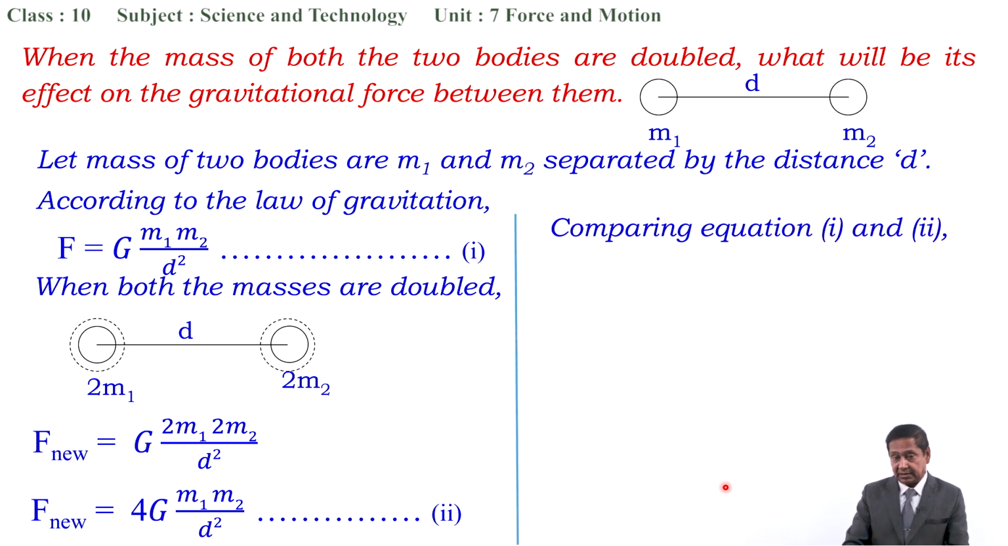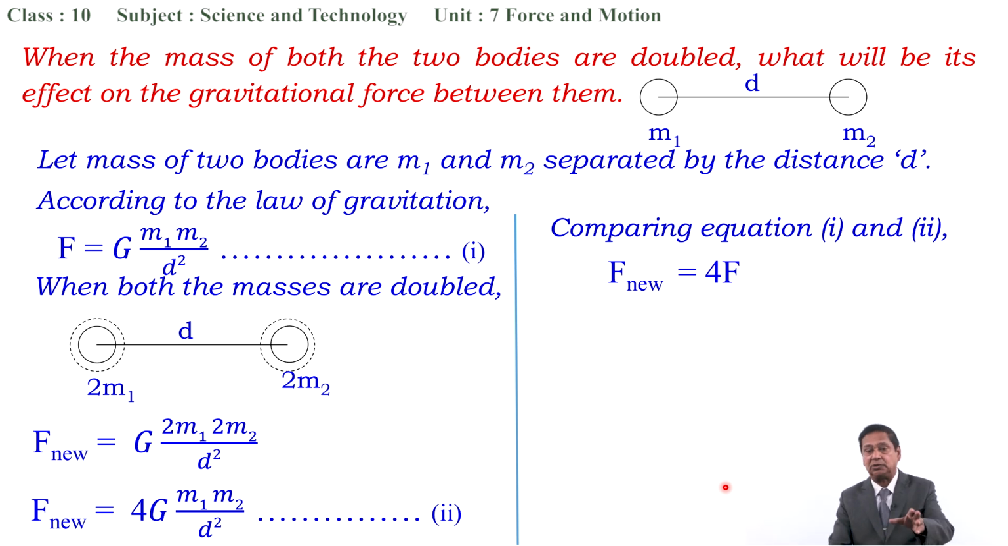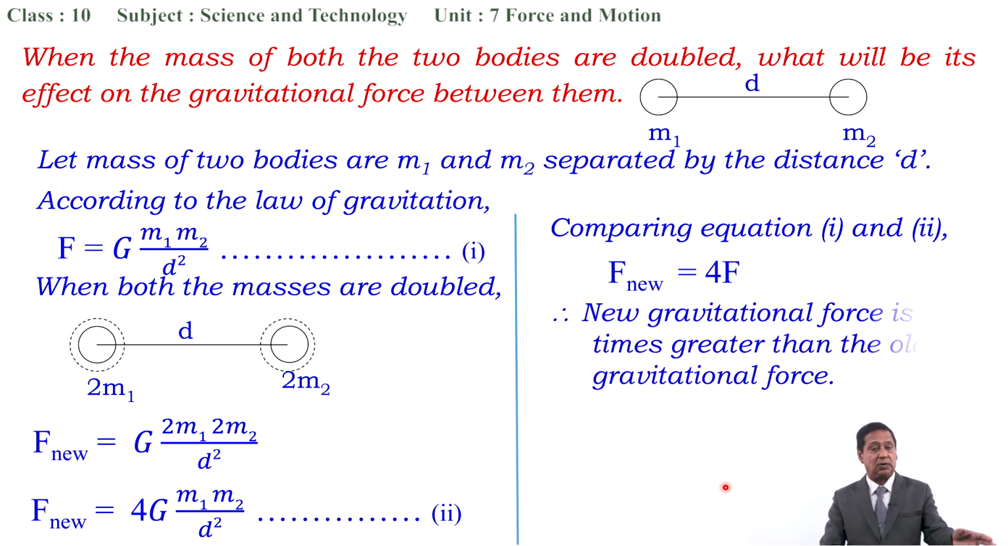If we compare these two, comparing equation 1 and 2, the new gravitational force is equal to 4 times the previous gravitational force. We can conclude this in a sentence also: the new gravitational force is 4 times greater than the old gravitational force. Is it clear? Now I told you about the effect of mass. Increase of mass increases the gravitational force.